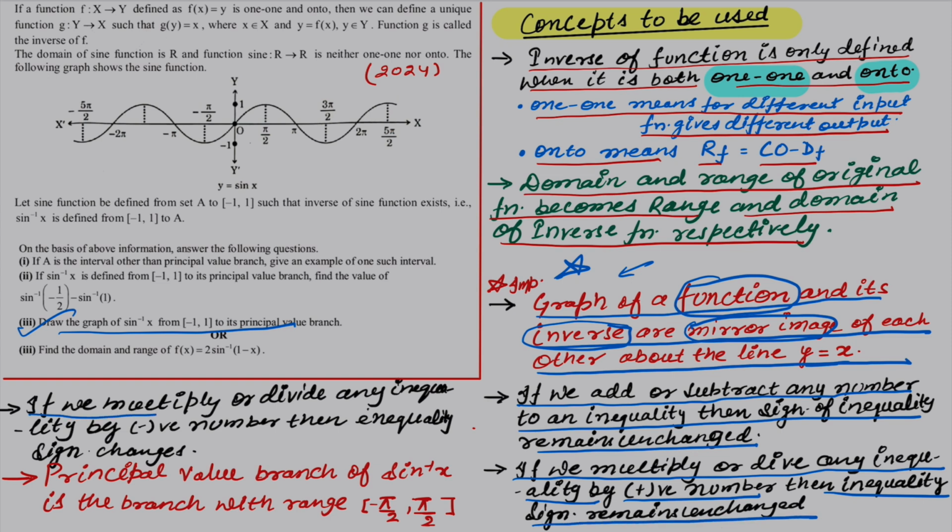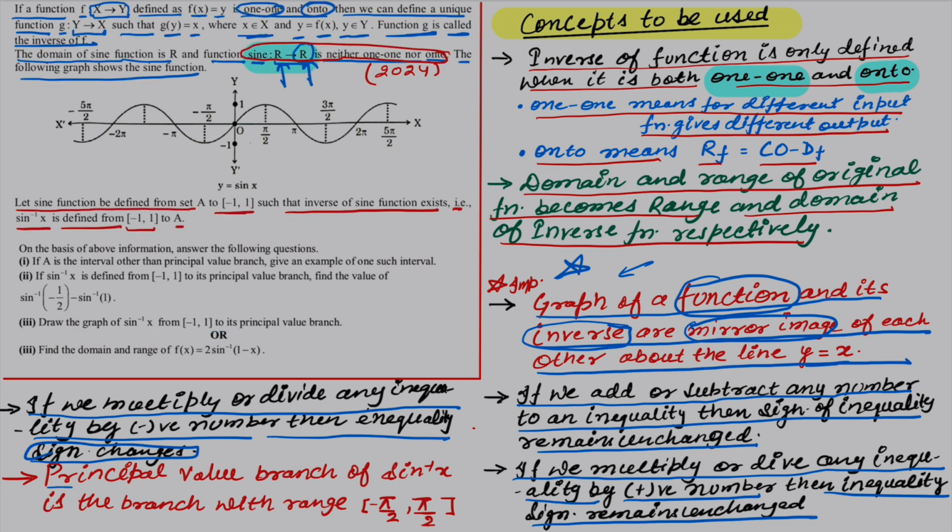Next is, if we multiply or divide any inequality by a negative number, then the inequality sign will change. If it is greater than or equal to, then it will become less than or equal to. If it is greater than, then it will become less than. Okay, the sign will reverse. Next concept is, the principal value branch of sine inverse x is the branch with the range minus pi by 2 to pi by 2.